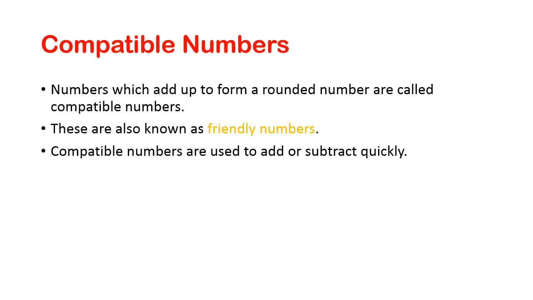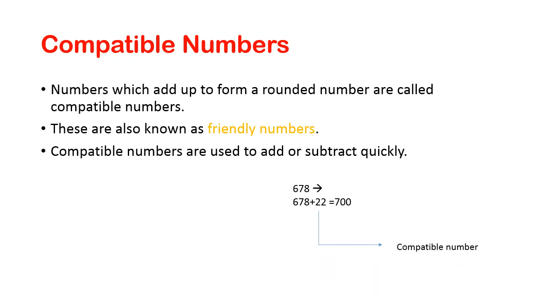Okay, we will see one example, then you can understand easily. Look at the number 678. Now we are going to round off this number to the nearest 100. So 678 plus 22, then I got 700. So here I added 22 to get the rounded off number. So the numbers which add up to form a rounded number are called compatible numbers.